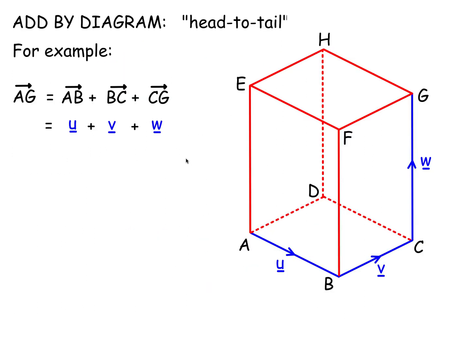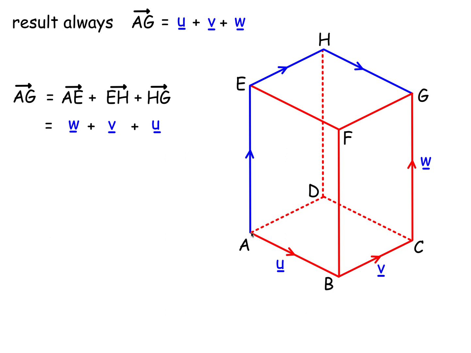You can add vectors head to tail in 3 dimensions. So if I want AG here, this point A going to G, I can go along AB, followed by BC, followed by CG. So that's put here as vector U plus V plus W. Any route you go from A to G will be U plus V plus W. So here's a different route. A to E, E to H, and H to G. It's still W plus V plus U. That's the same as U plus V plus W. So it doesn't matter the route, you end up with the same combination of vectors.